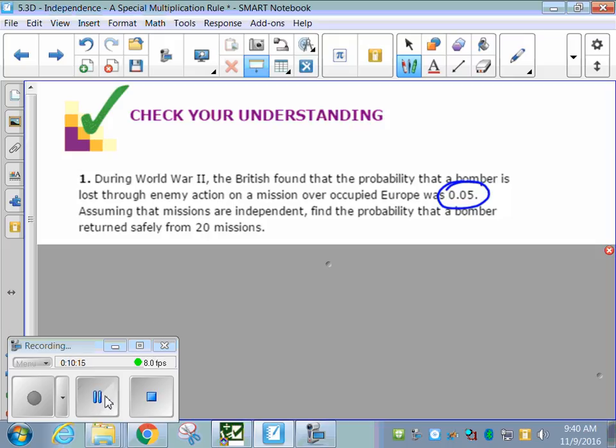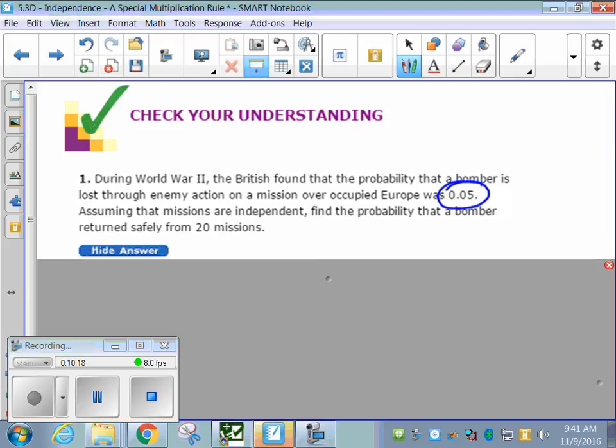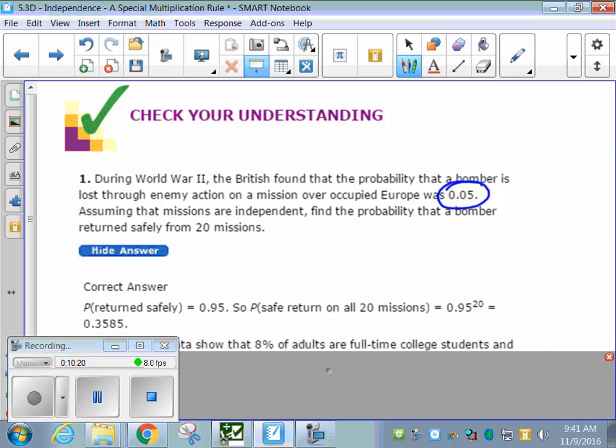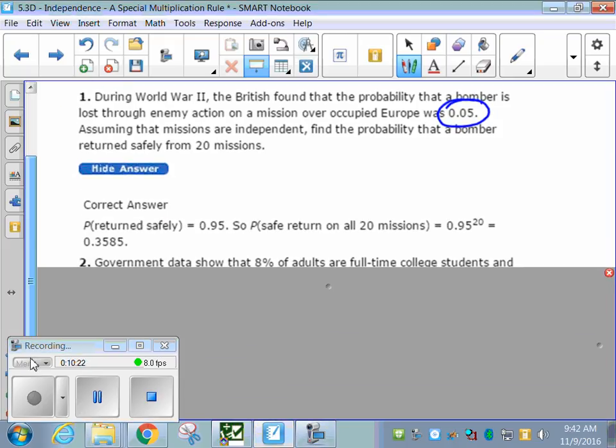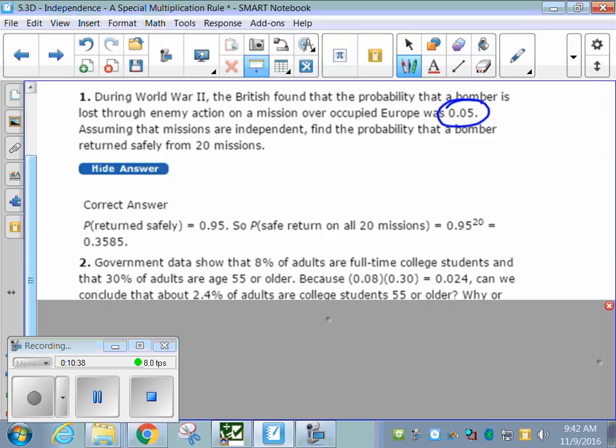Might need a calculator. So with 20 missions, so let's see if you guys got this right. So return safely is 95%. You have to do that 20 times. So to the 20th power, 0.3585. So that's kind of crazy. Even though it seems like small chances you don't return home safely, if you do it 20 times, that's a little scary. Only a 35% chance you return home safely. All right.